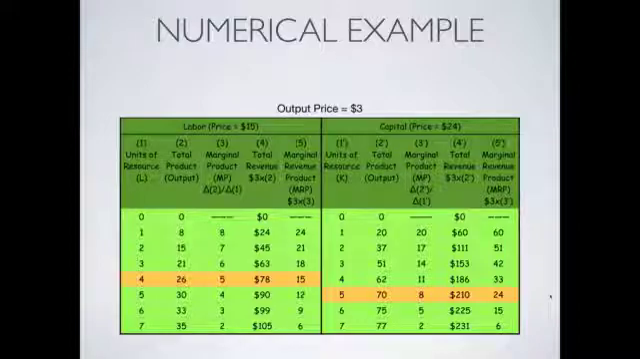I selected 4 units of labor because that is where the marginal revenue product of labor divided by the price of labor, the wage rate, is equal to 1. And I select the level of capital where the marginal revenue product of capital divided by the price of capital is equal to 1. So that's going to be 4 workers and 5 units of capital.